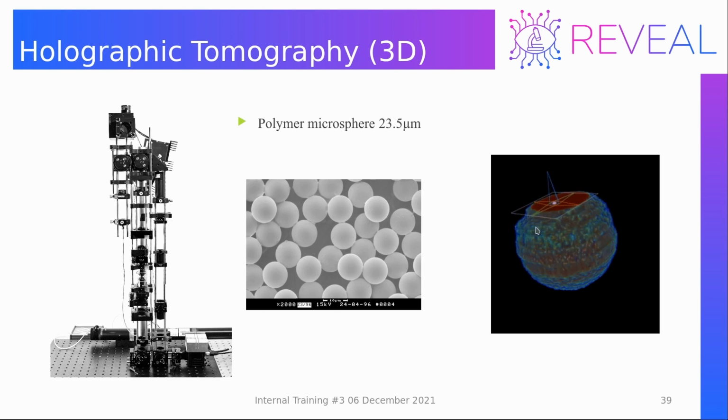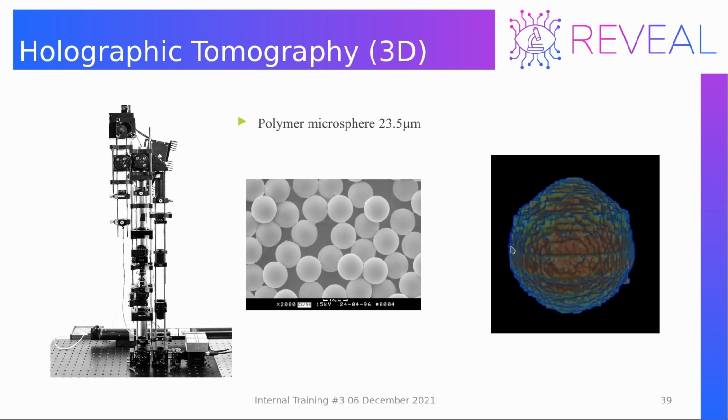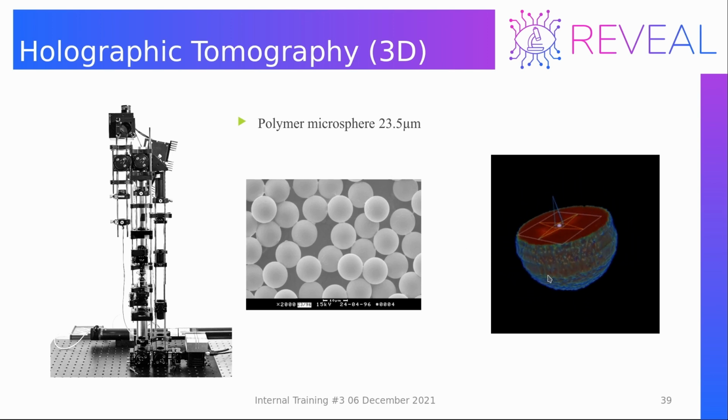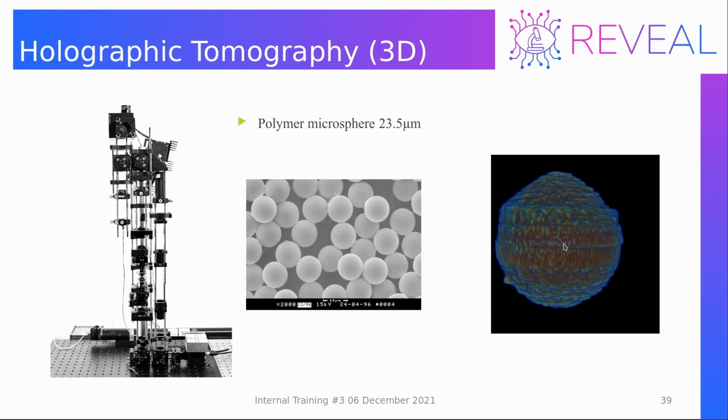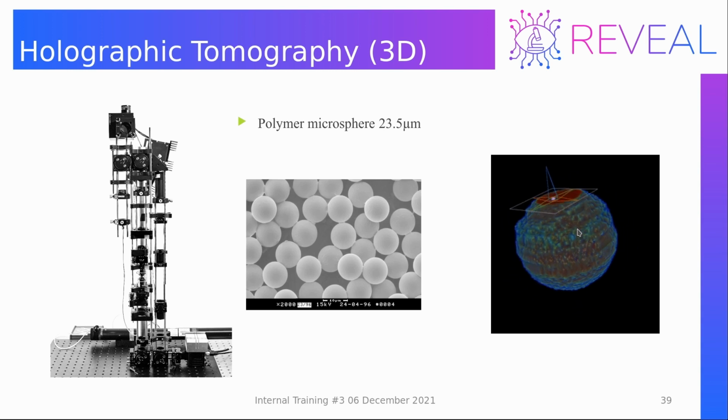So this is one example of the reconstruction. We analyzed polymer microspheres that are 20 microns in diameter. We can reconstruct the 3D geometry, but we can also see any cross-section. We can look at the cross-sections in any direction, and we can read the refractive index values inside the sample.